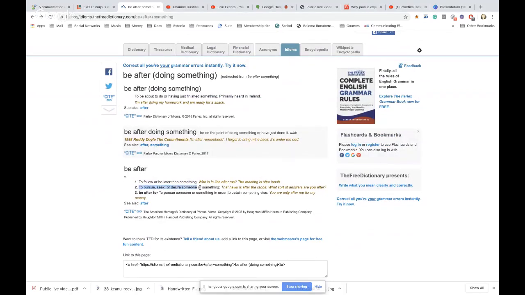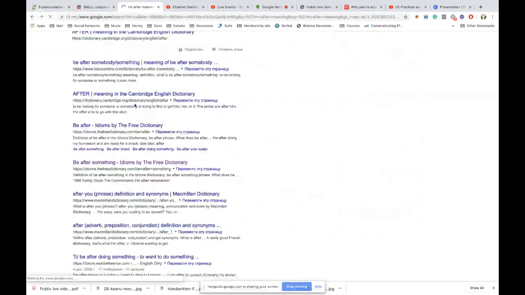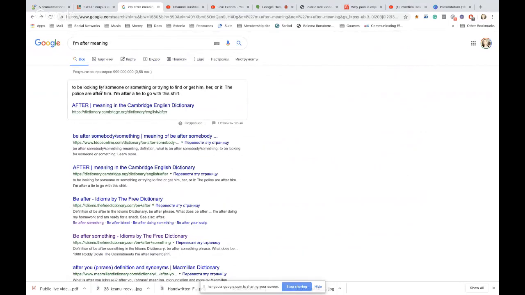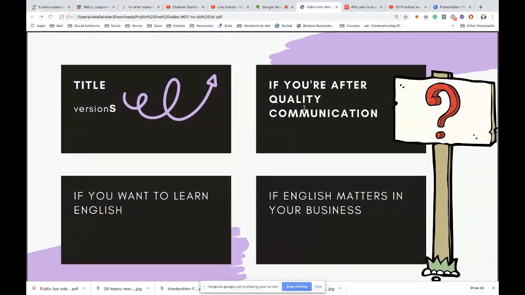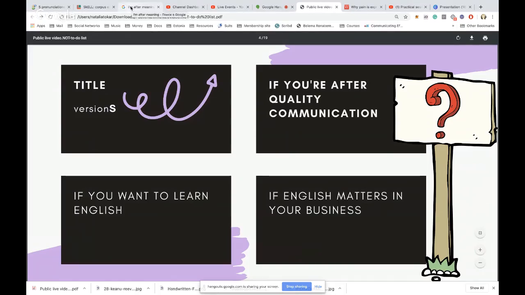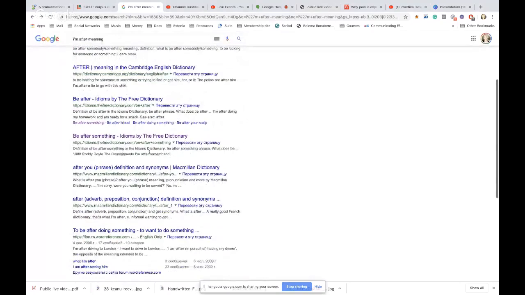exactly this: to pursue, seek, or desire something, or what we have seen just in Cambridge Dictionary a minute ago, to be looking for something. Because if I look back at my title, what I mean is that if you want to achieve quality communication, if you want to find resources to get the skill of quality communication in English, if you want to achieve that, if you want to find it, and if you pursue that.